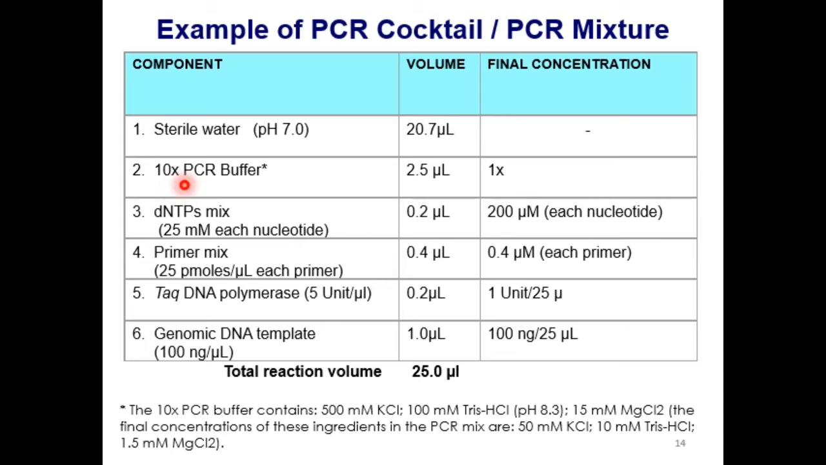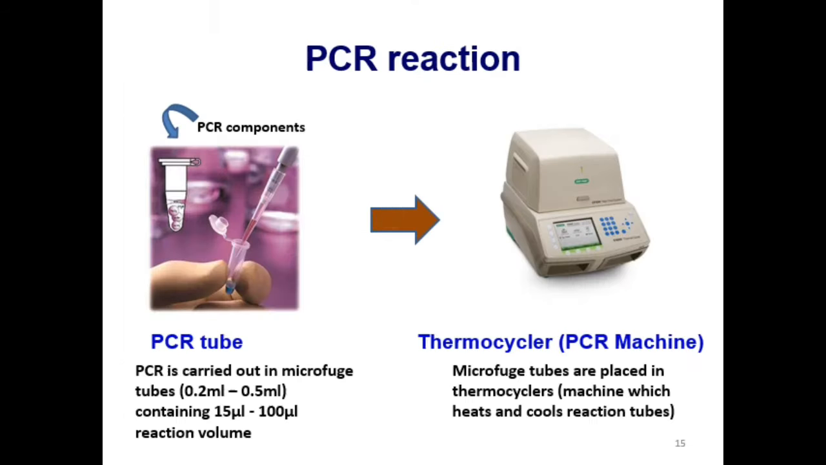The rest of the reagents, let's say the buffer, the dNTPs, and the Taq polymerase, are almost fixed for each PCR reaction. Sterile water sometimes we need to put in order to complete the volume to 25 microliters or 20 microliters, it depends. So sometimes we need to add water. So all those reagents plus the DNA samples will be placed in a PCR tube. We call it a microfuge or microcentrifuge tube. Okay, it's a very tiny tube.